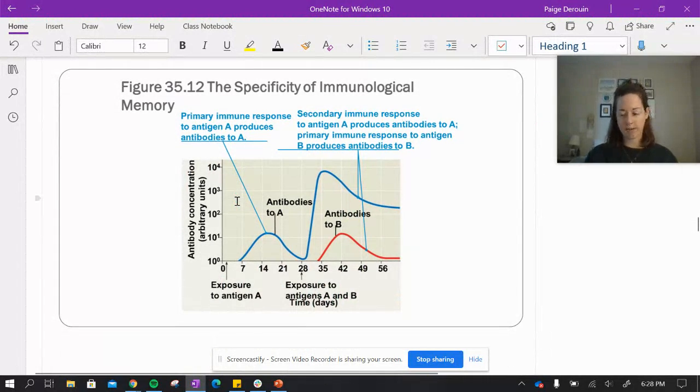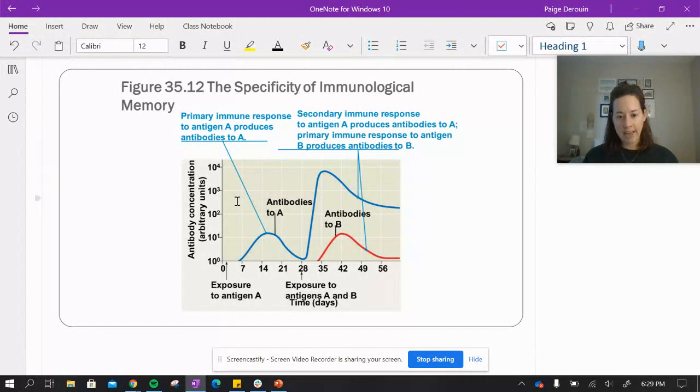Here is a diagram that shows you the difference between primary responses and secondary responses. So you can see in the blue line that someone was exposed to antigen A. Over about 2 to 3 weeks, they produce enough antibodies to respond to the pathogen. But they're not even producing that many antibodies.